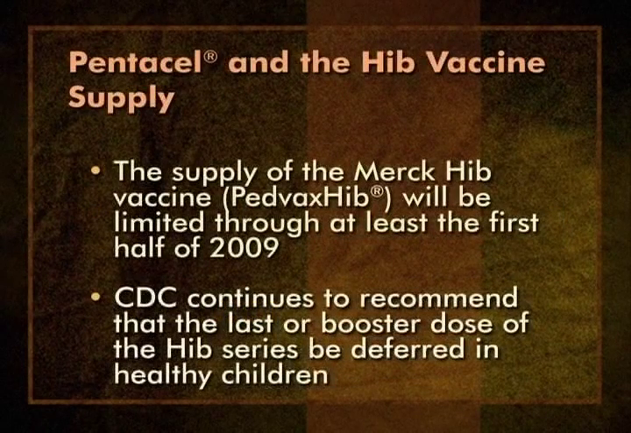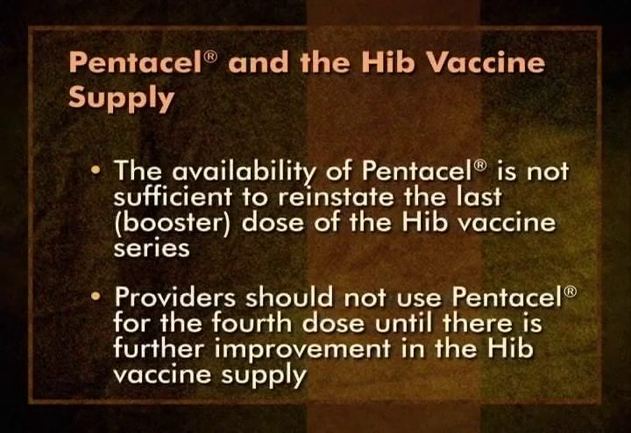As we mentioned earlier, we expect the supply of the Merck Hib vaccine, PedvaxHIB, will be limited through at least the first half of 2009. CDC continues to recommend that the last or booster dose of the Hib series be deferred in healthy children in order to conserve the Hib vaccine supply. The availability of Pentacel has improved the Hib vaccine supply situation in the United States. However, the availability of Pentacel is not sufficient to reinstate the last or booster dose of the Hib vaccine series.